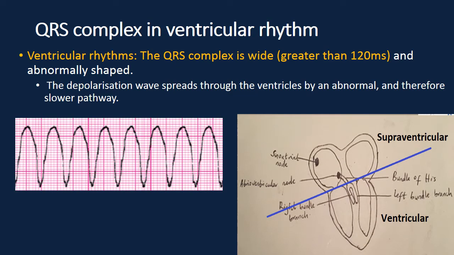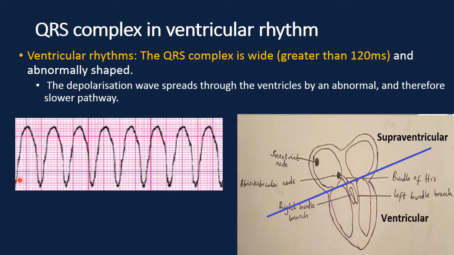In ventricular rhythm, when the wave of depolarization starts from a point in the ventricles, the wave of depolarization doesn't follow the normal route. It doesn't go through the bundle of His or the bundle branches. The wave of depolarization goes through an abnormal route through the Purkinje fibers, and this abnormal route is slow, so that means it will take longer for the wave of depolarization to spread across the ventricles. Longer duration means wider QRS complex, so you have a QRS complex greater than 120 milliseconds.